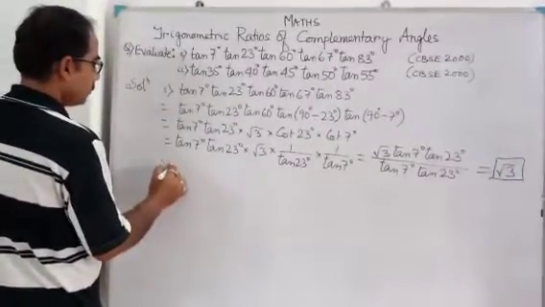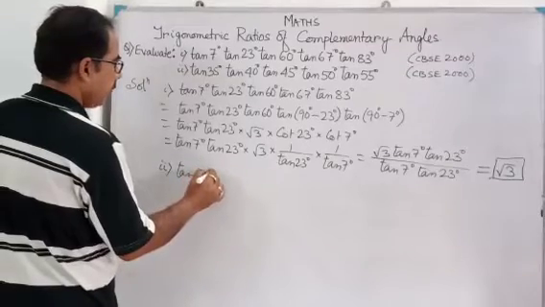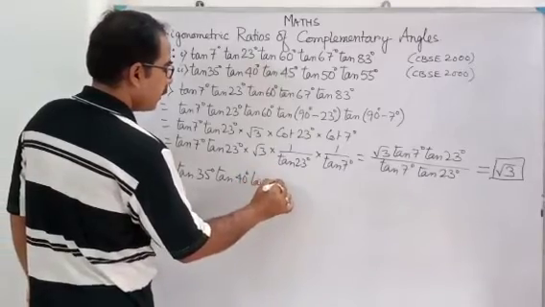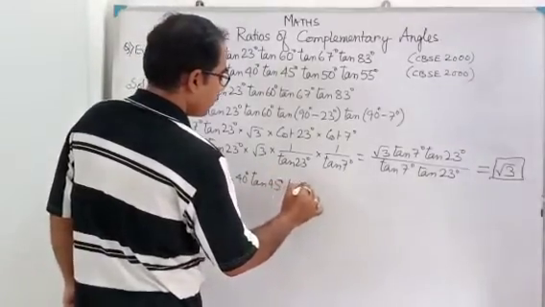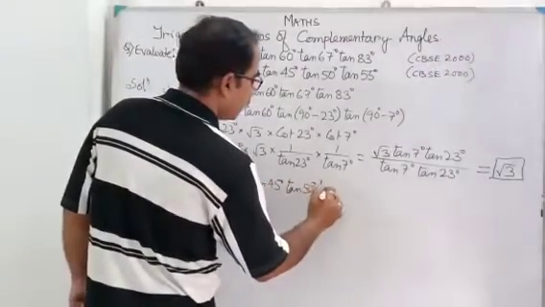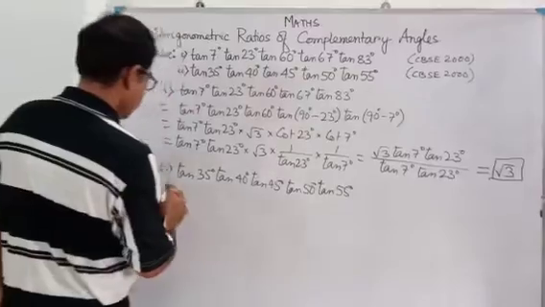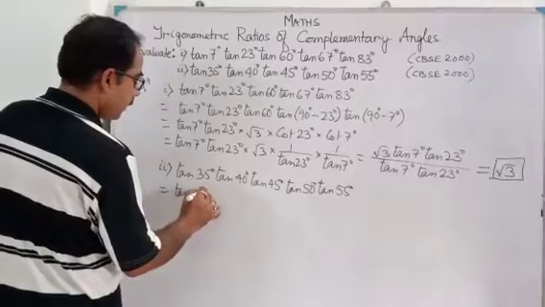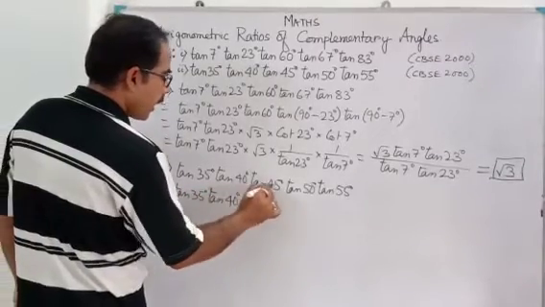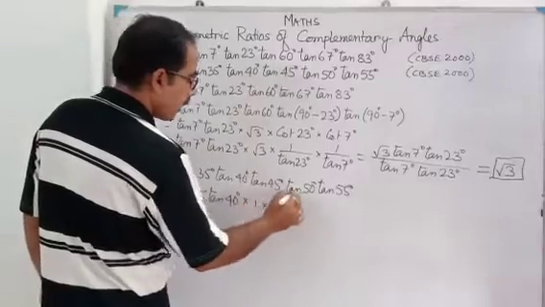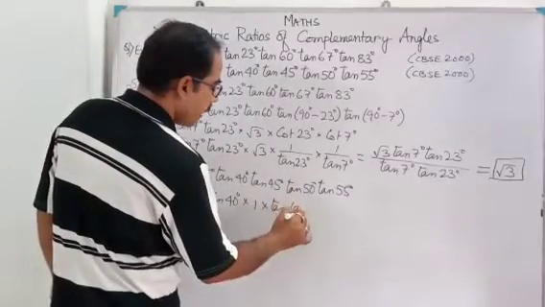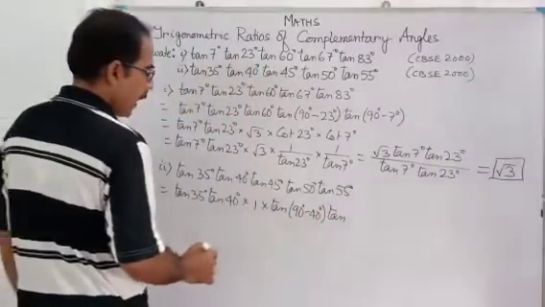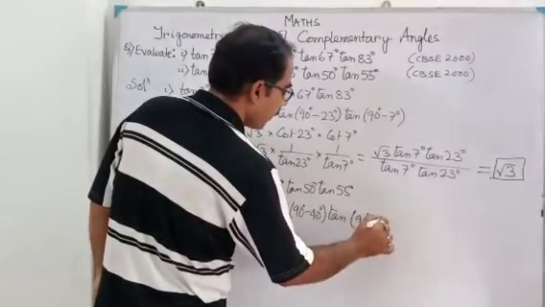And number 2, tan 35 degree, tan 40 degree, tan 45 degree, tan 50 degree and tan 55 degree. Okay students, so here also we will proceed. Tan 35 degree, tan 40 degree, tan 45 degree is 1, multiplied by tan 50 degree, which can be written as tan 90 minus 40, and 55 degree can be written as tan 90 minus 35.